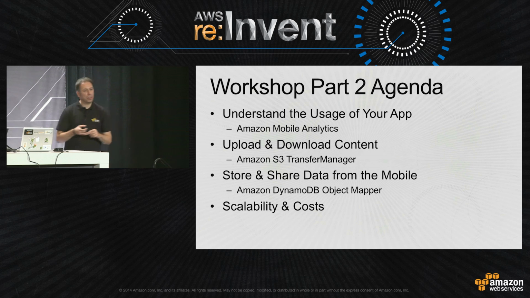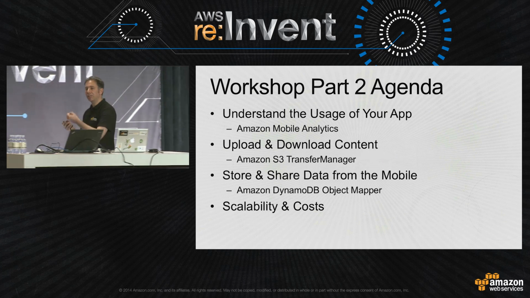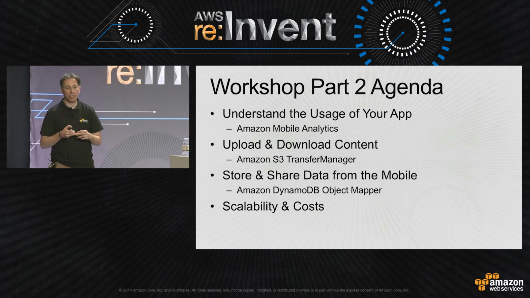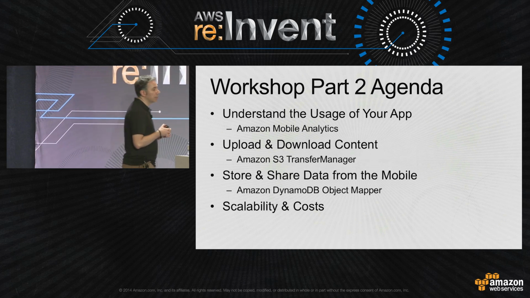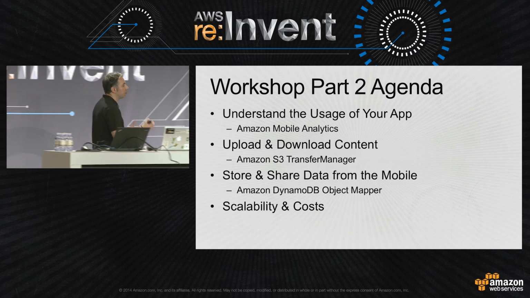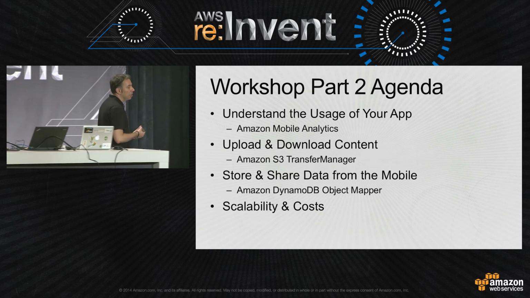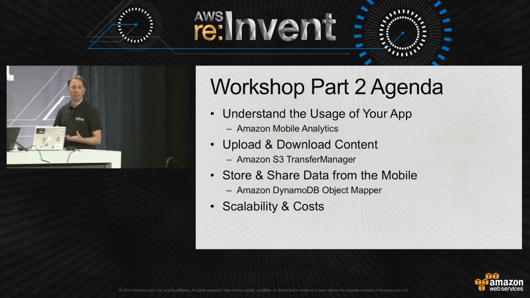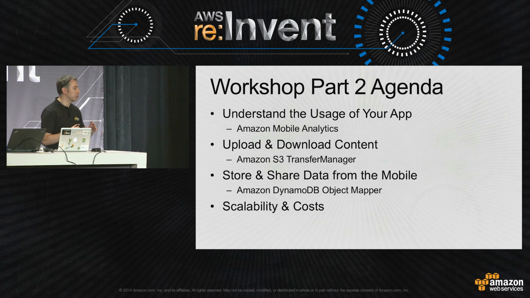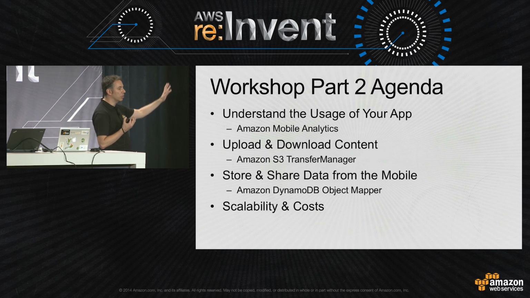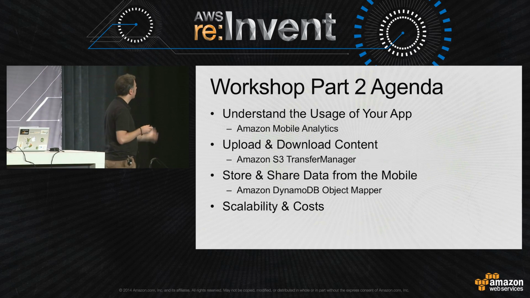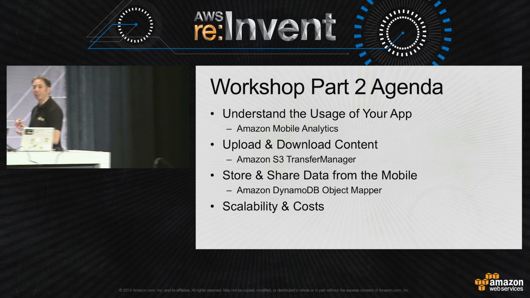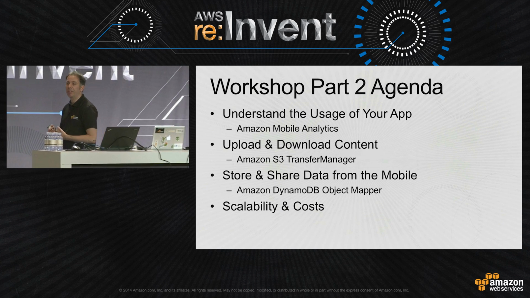Then you will see also how you can directly upload and download content from the device to our object storage, to Amazon S3. This is really interesting because managing massive upload or massive download can be costly and difficult to keep up with the scaling and high availability. And you don't need to manage that because you can directly go from the device to S3 in a secure way. And then we will see also how you can directly access a NoSQL database, Amazon DynamoDB.